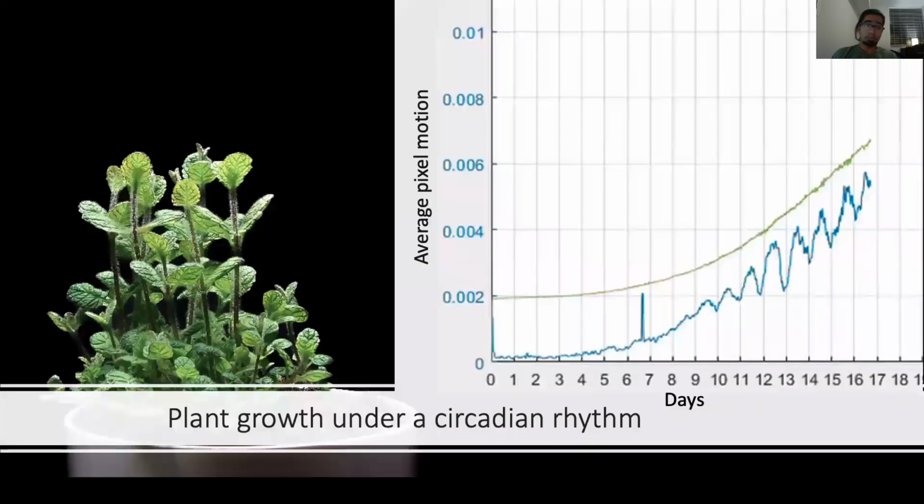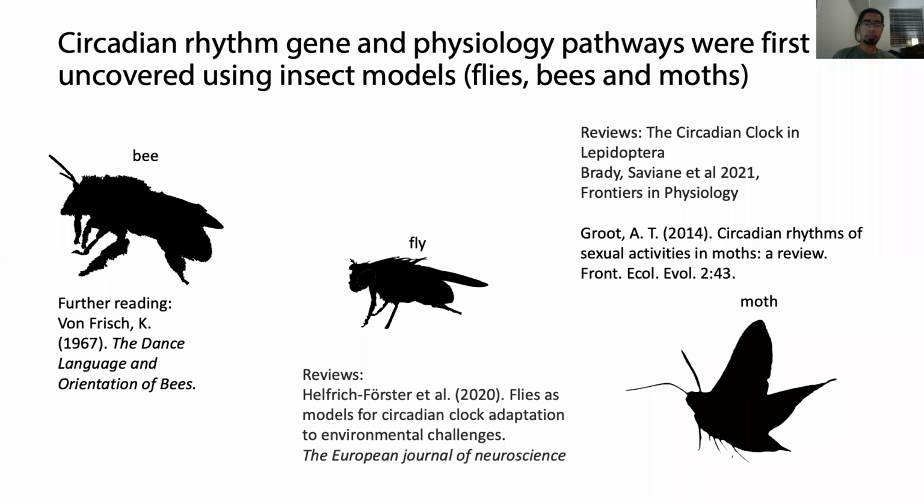And plants exhibit it too. This is an example of a plant growing that was filmed over a course of 2 weeks. And you can see on the right where all that's been plotted is the average pixel motion, or the number of pixels that have changed across each image. You can see that it fluctuates with a circadian rhythm.